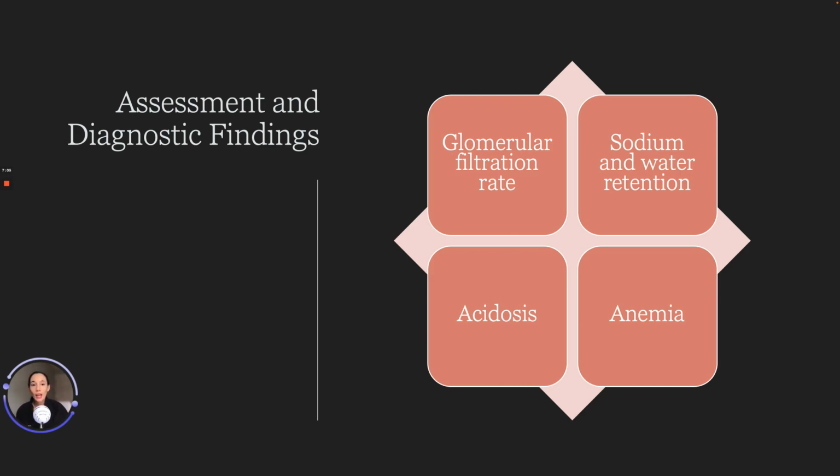Acidosis: metabolic acidosis occurs in end-stage renal disease because the kidneys are unable to excrete increased loads of acid. And anemia in end-stage renal disease occurs because erythropoietin production decreases and profound anemia results, producing fatigue, angina, and shortness of breath.